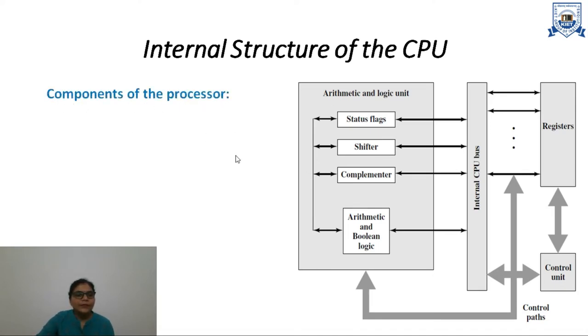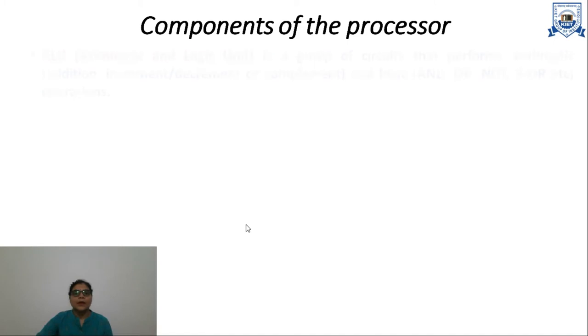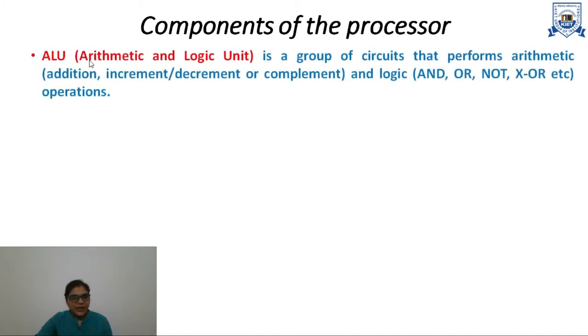Then the components of a processor are the ALU, CU (control unit), and registers, plus the internal bus system. ALU, as we have studied earlier, performs arithmetic and logical operations. In arithmetic, it performs addition, increment, decrement, complement, and logical operations: logical AND, logical OR, logical NOT, logical XOR, etc.